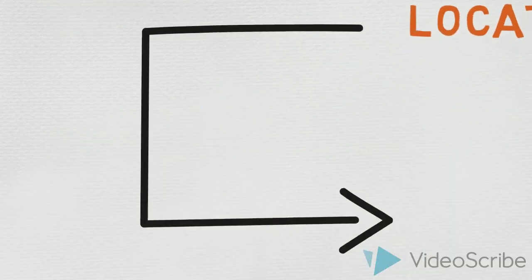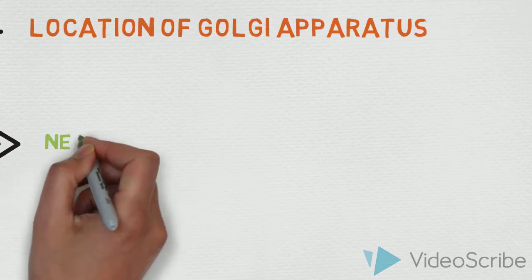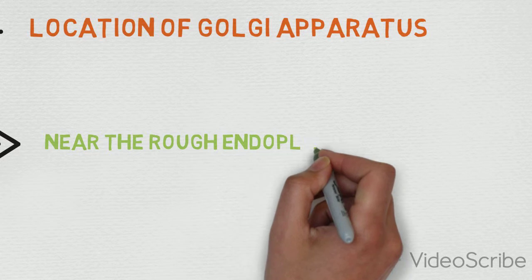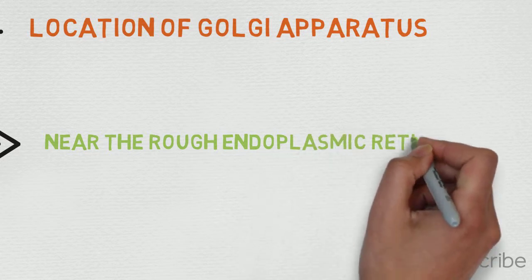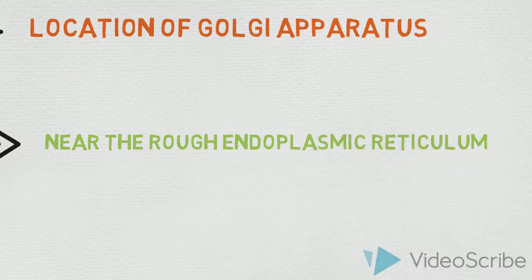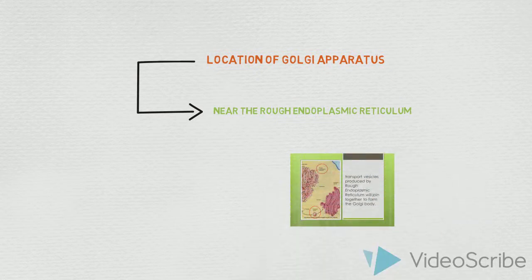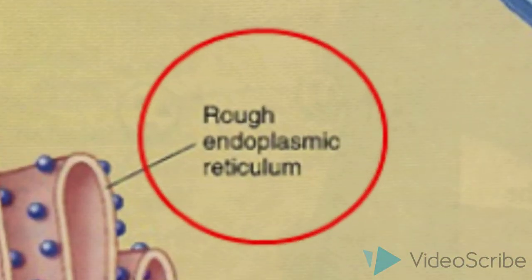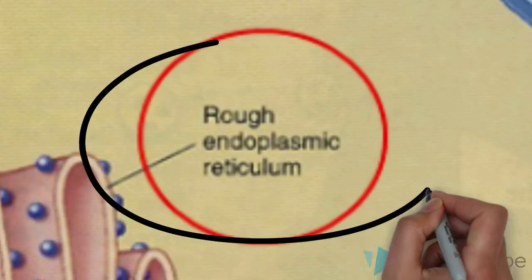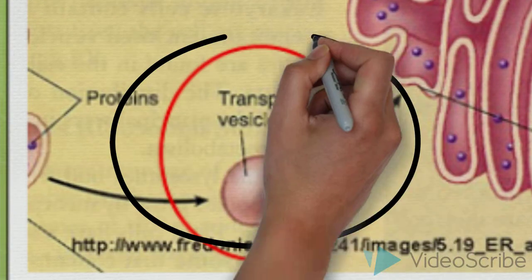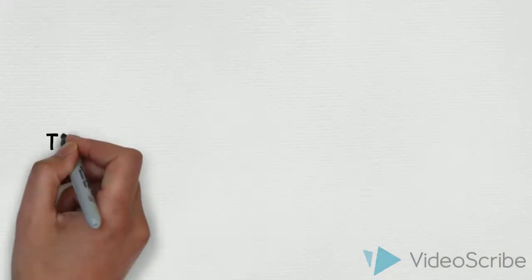The Golgi apparatus is located near the endoplasmic reticulum. To be more specific, it's the rough endoplasmic reticulum. As we can see here, the rough endoplasmic reticulum, which is located right beside the Golgi apparatus, will produce transport vesicles which will then be transported to the Golgi apparatus.